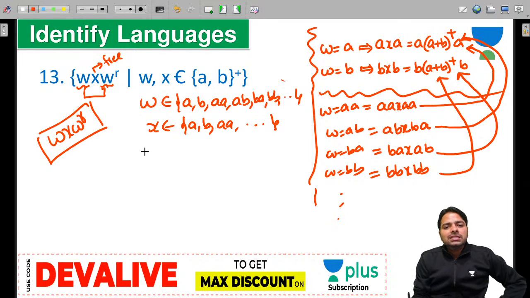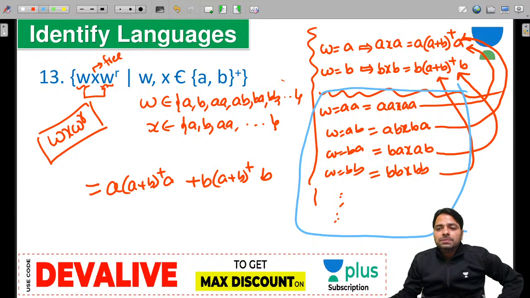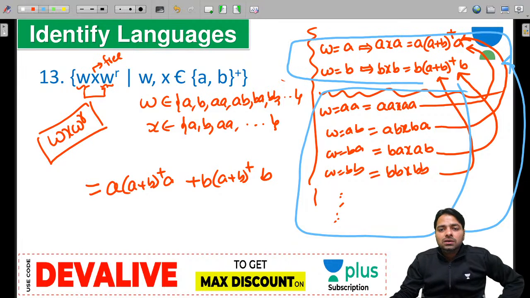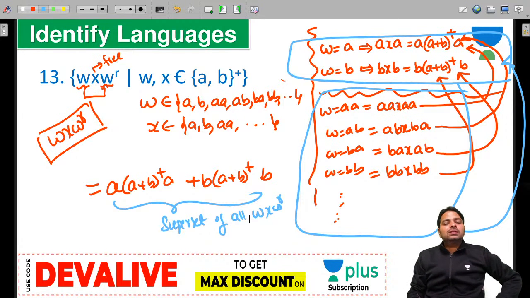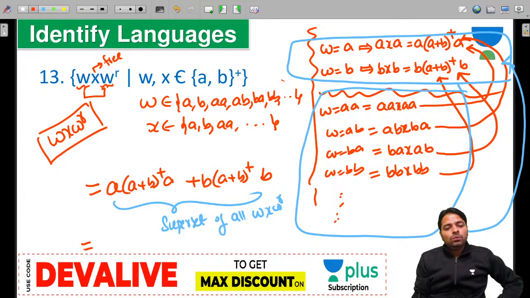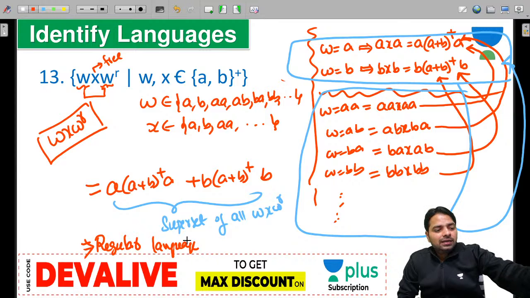That means this language is equal to a(a+b)a or b(a+b)b, and any other w is already covered by the first form. These are all subsets of these two forms. So this is a superset of all w x w power r. That is the reason this is also regular. It was asked twice in GATE so far, and it is a regular language, guys. Clear this point? Keep answering, guys.